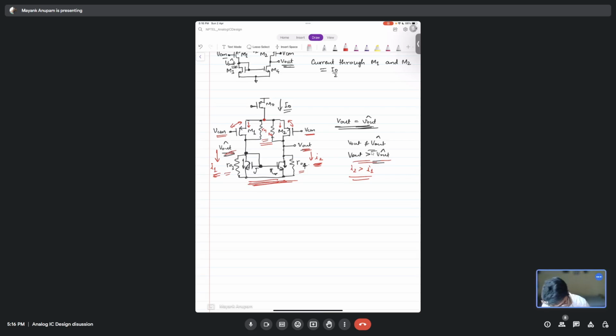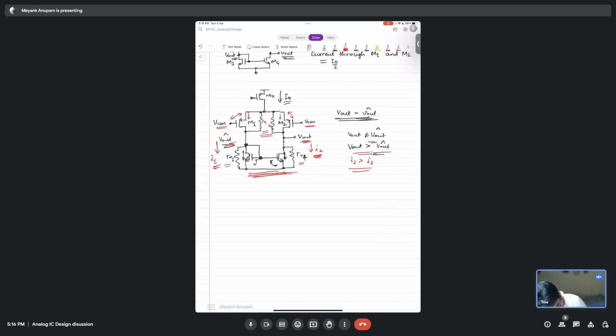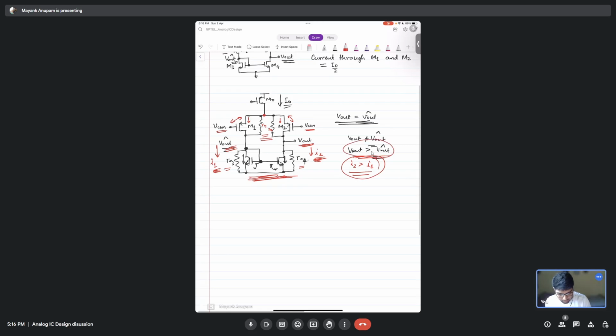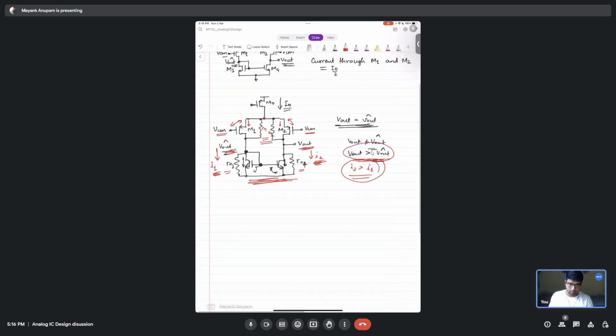Now let's see. I have already assumed that V out is greater than V out hat, and because of that, the NMOS was telling me that I2 should be greater than I1, right? This relation should hold for the NMOS to work properly. But if this condition holds, if V out is greater than V out hat, what will the PMOS tell me?